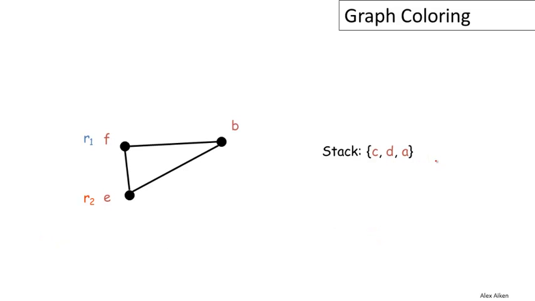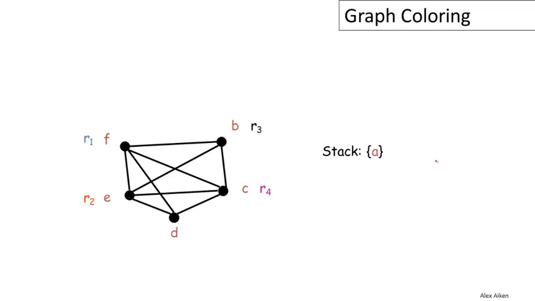Now we add B back into the graph. It has to have a different register than both F and E, so we'll assign it register R3. We add C back into the graph. Notice that C has all of F, E, and B as neighbors. They're using the first 3 registers, so C will get assigned register R4. Now we're out of registers. These 4 nodes are using all of the registers. But because we deleted things in the right order in the first phase, we know that when we add in the rest of the nodes on the stack, they won't have all of those nodes as neighbors. So there will be some register available to assign.